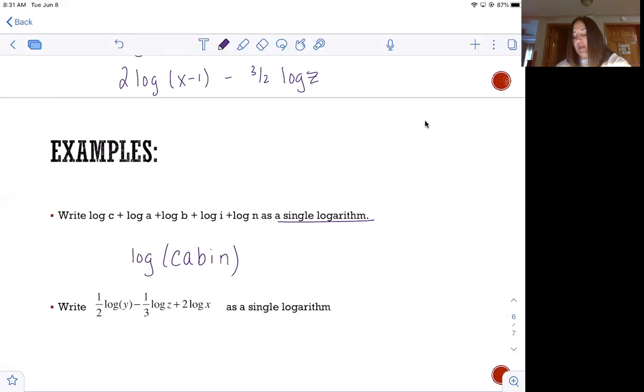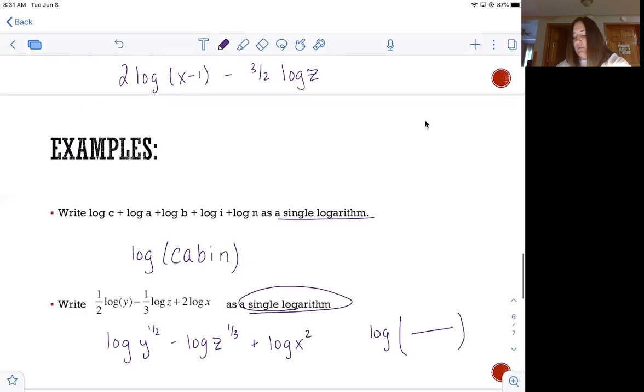The last one, again, we have to move those exponents up. So we'd say the log of y to the 1/2 minus the log of z to the 1/3 plus log of x squared. Again, if it's positive, it's on the top, and negatives on the bottom. Single logarithm, you're only allowed to write that log one time. So the first log is positive. Now, you can think of the 1/2 power as the square root. You don't have to change it, but you can. So I'm going to write the y to the 1/2. You could write square root of y there and be okay.